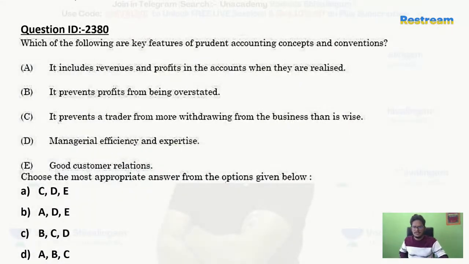Next, which of the following are the key features of the prudent accounting concept? We never thought of the prudent accounting concept in this way. We have understood what the prudent and conservative approach of a concept is. But by looking at the statements which were given now, there is a new way of looking at it.